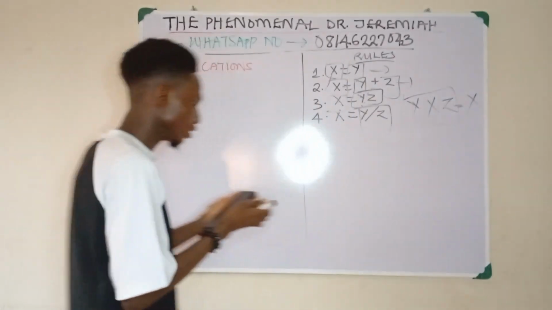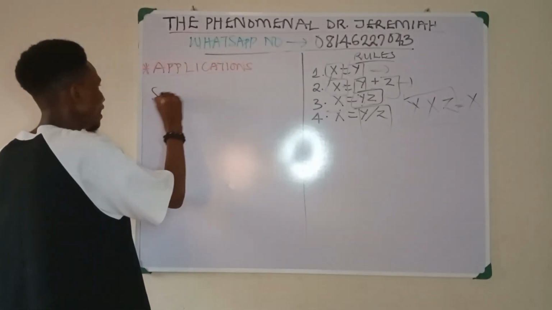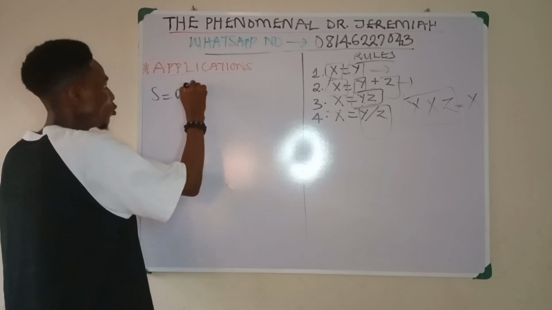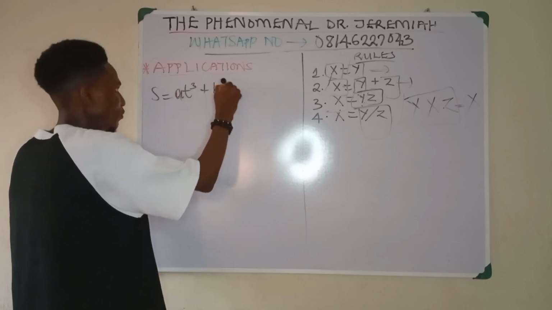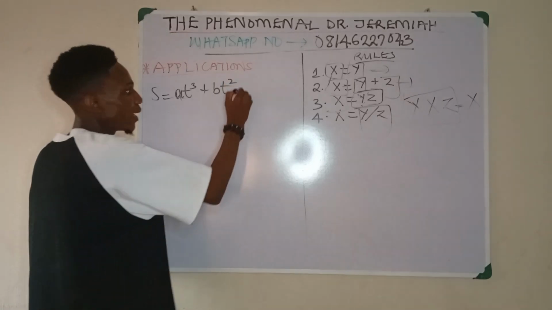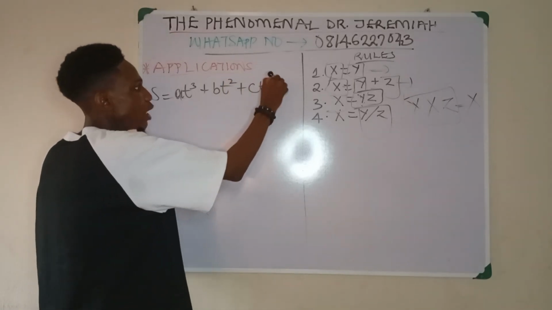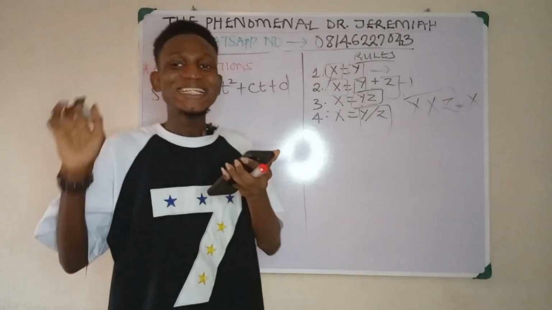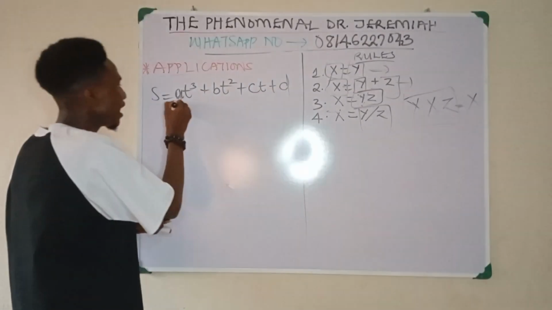Let's quickly write out the equation. S equals AT cube, then plus BT squared plus CT plus D. If you have your pen, you can solve along with me. They are all in meters. You get it? So the unit of A is dash.